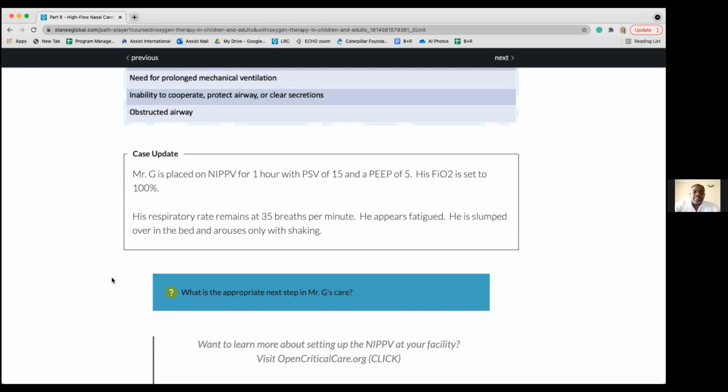We started with the lowest form of oxygen delivery device. We went to high flow oxygen therapy, and now we are at non-invasive positive pressure ventilation. And still our patient is still not doing very well. So what is the appropriate next step in Mr. G's care?